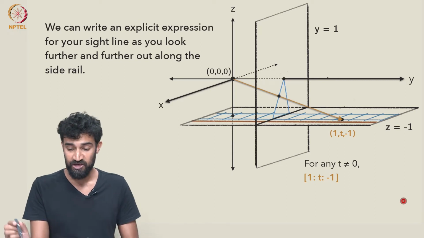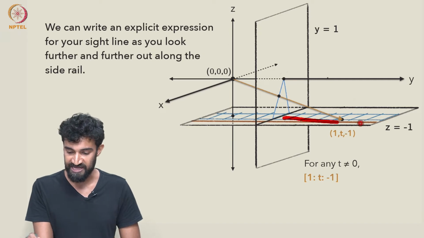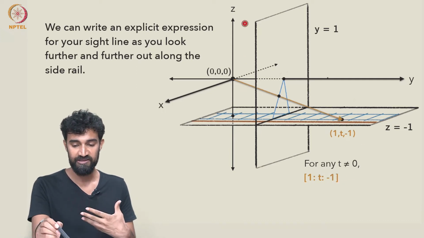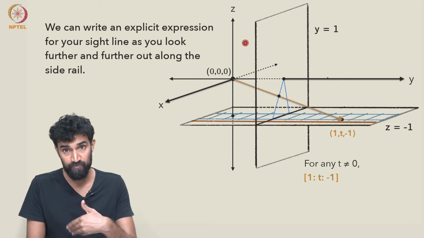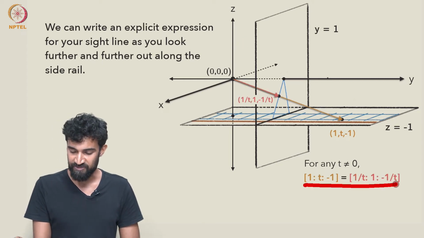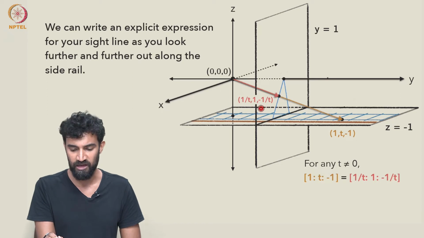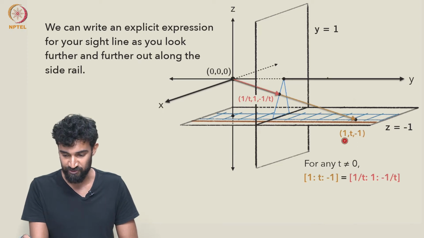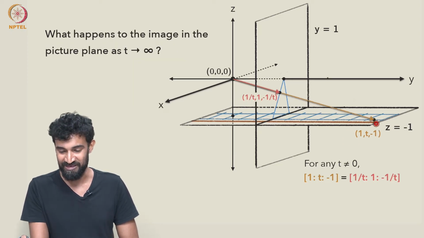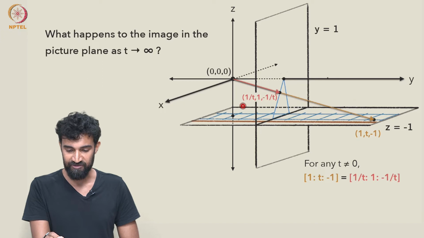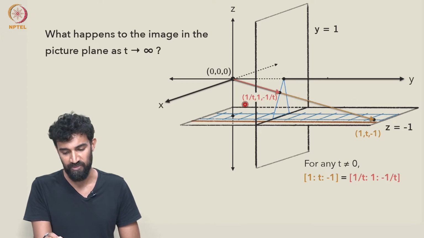And we can actually keep doing this. We can take an arbitrary point on this side rail, 1, t, -1, and we can look at its image in the picture plane as we look further and further along. So its image in the picture plane is 1/t, 1, -1/t. And that's true for arbitrary t. So it's true for this point, it's true for this point. When we increase t a little bit, we can make t even bigger, and we'll keep getting points on the picture plane given by this expression, 1/t, 1, -1/t.